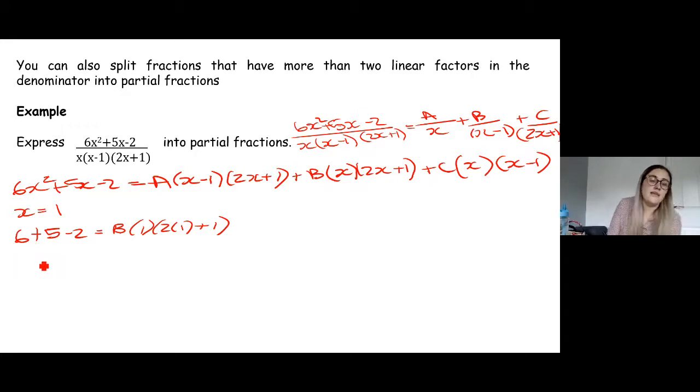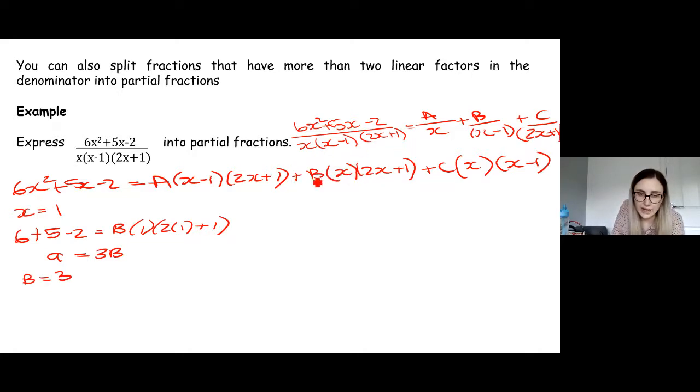So 6 and 5 is 11. Take away 2, that's going to give me 9. And then 2 plus 1 is 3, times 1 is 3, so it's going to be 3B. So B is going to be equal to 3. Okay, so have a look at my next one.